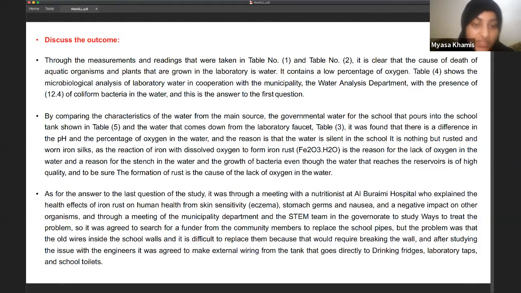death of plants. To solve such a problem, we contacted different community organizations like the STEM team and the municipality department. After further meetings and investigation, we agreed to change the pipes and educate the local people about the importance of using pipes made of thermoplastic polypropylene.